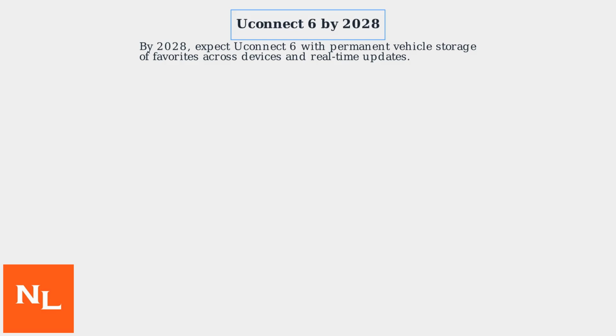By 2028, the upcoming Uconnect 6 system will offer permanent vehicle storage of favorites across multiple devices, with real-time updates enabled by 5G connectivity for truly seamless contact management.